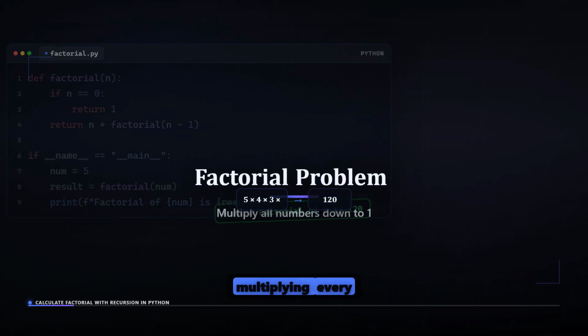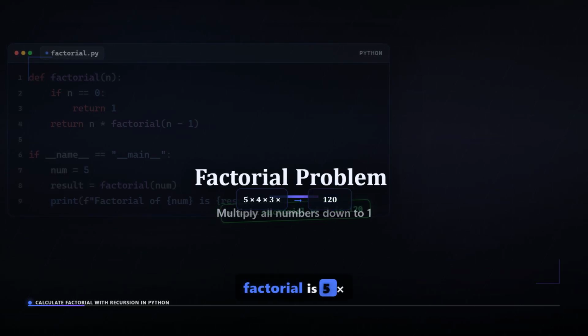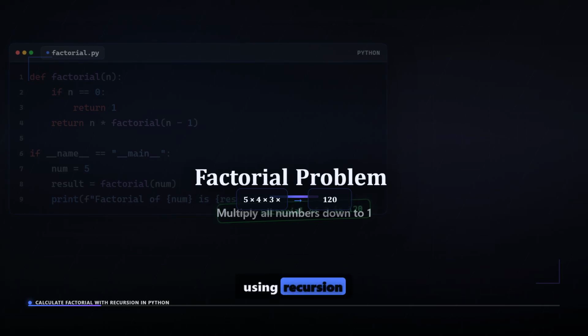Factorial means multiplying every whole number from your input down to 1. For example, 5 factorial is 5 x 4 x 3 x 2 x 1, which equals 120. The challenge is doing this without loops, using recursion instead.